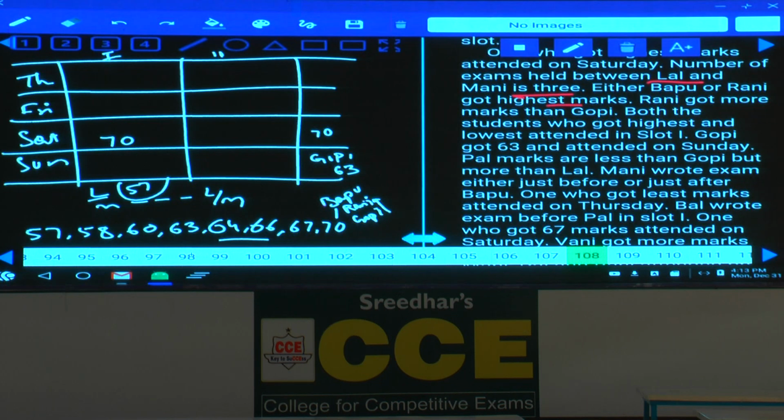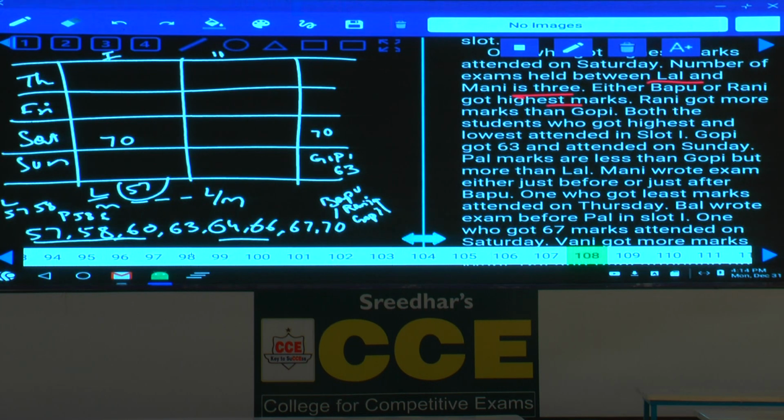And Paul's marks are less than Gopi. Paul got less than Gopi but more than Lal. Now, this Paul got less than whom? Gopi, and this Paul must be 57, 58, 60 because Gopi got 63. But at the same time more than Lal. More than Lal means, yes, tell me what is the score of this Lal. Lal can be 57 or 58, and Paul can be 58 or 60.